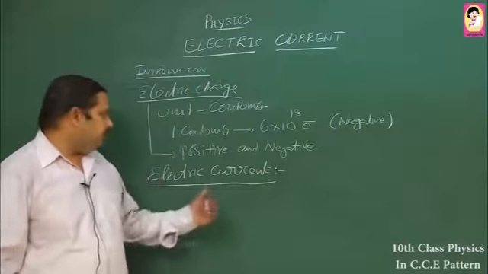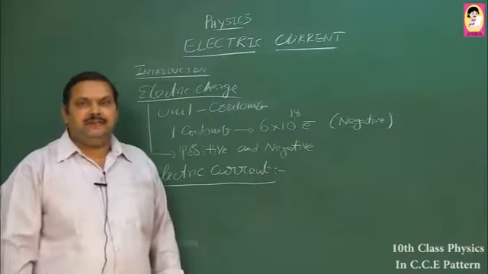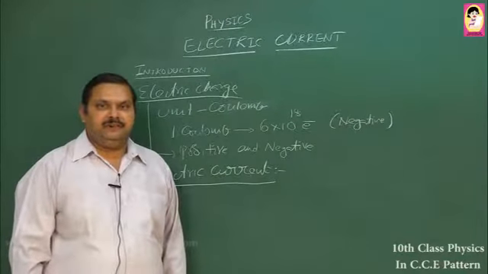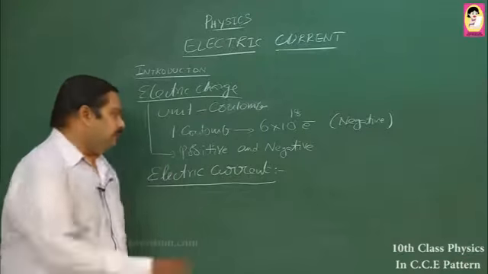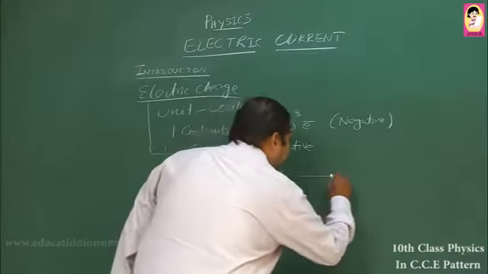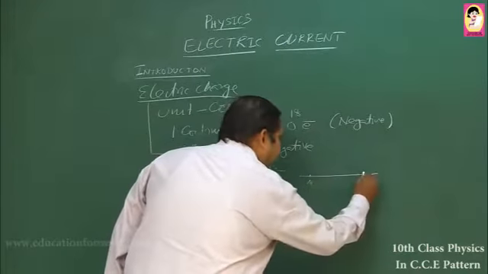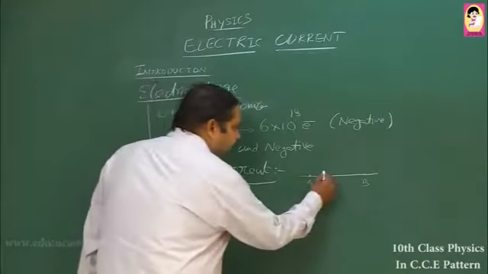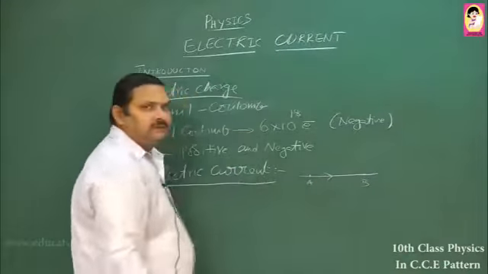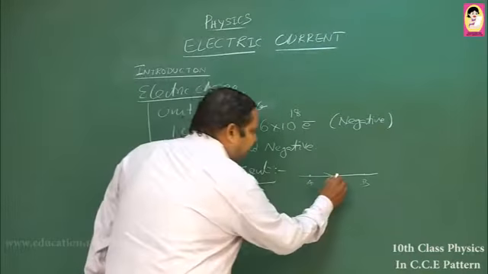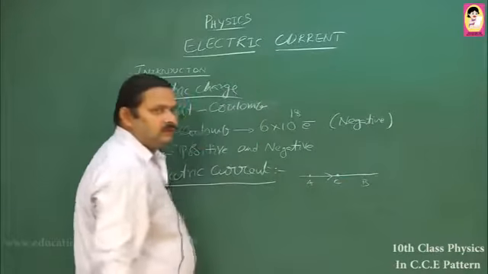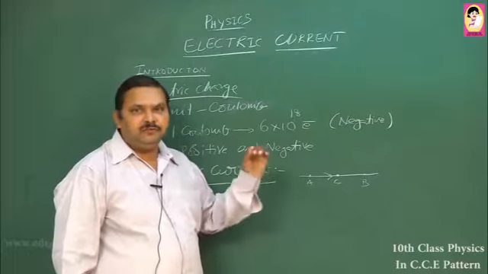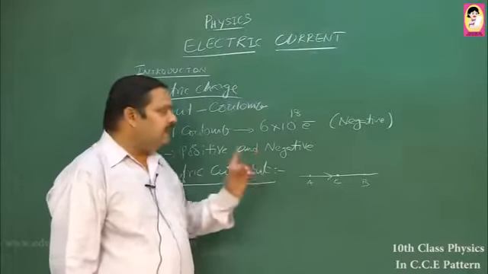The next important point is electric current. What do we mean by electric current? The rate of flow of electric charges through a conducting wire is called electric current. Suppose there is a conducting wire AB and electric charges are flowing from A to B. Let us take another point C on this wire. Through this point C, in 1 second, how much charge is flowing? That is called electric current.